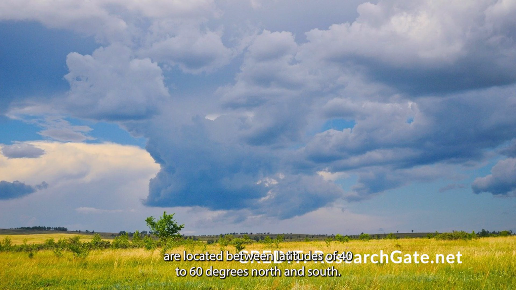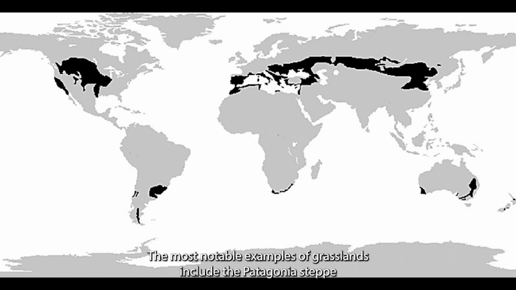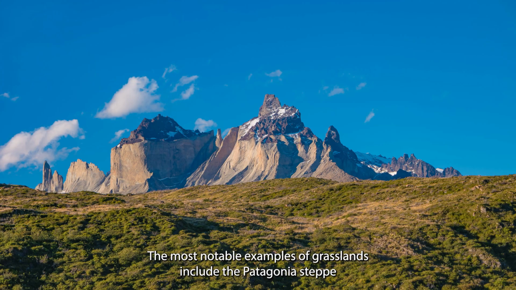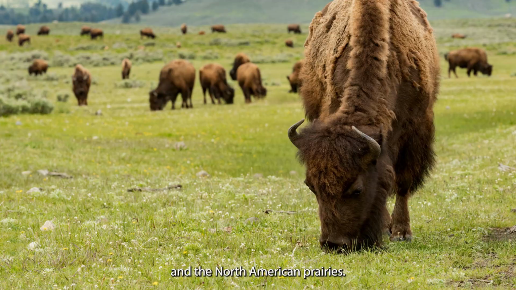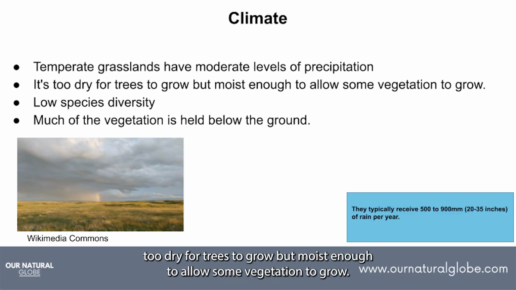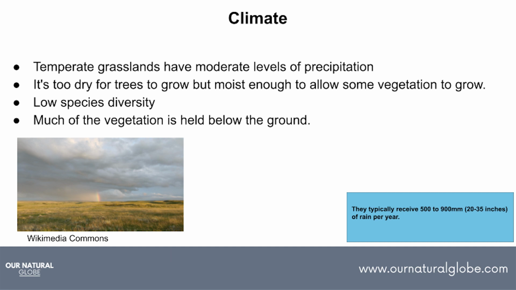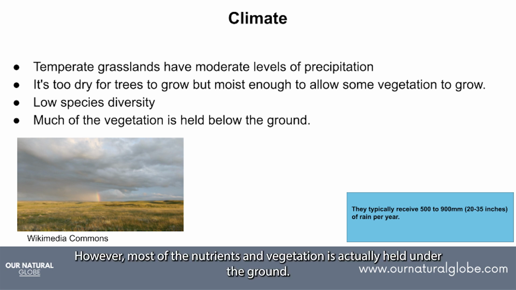Temperate grasslands are located between latitudes of 40 to 60 degrees north and south. The most notable examples of grasslands include the Patagonian steppe and the North American prairies. Temperate grasslands have moderate levels of precipitation, where it's too dry for trees to grow, but moist enough to allow some vegetation to grow. The species diversity is quite low here, as the vegetation structure is very simple above the ground. However, most of the nutrients and vegetation is actually held under the ground.